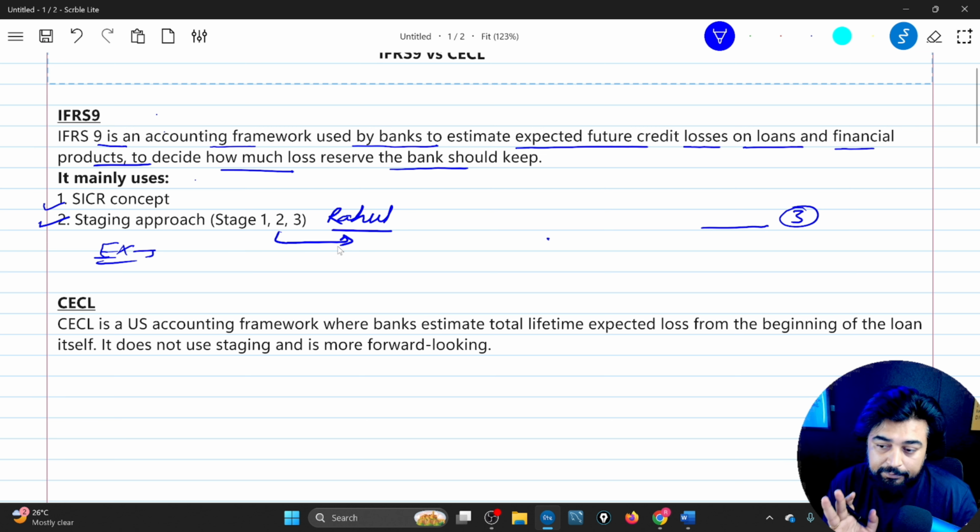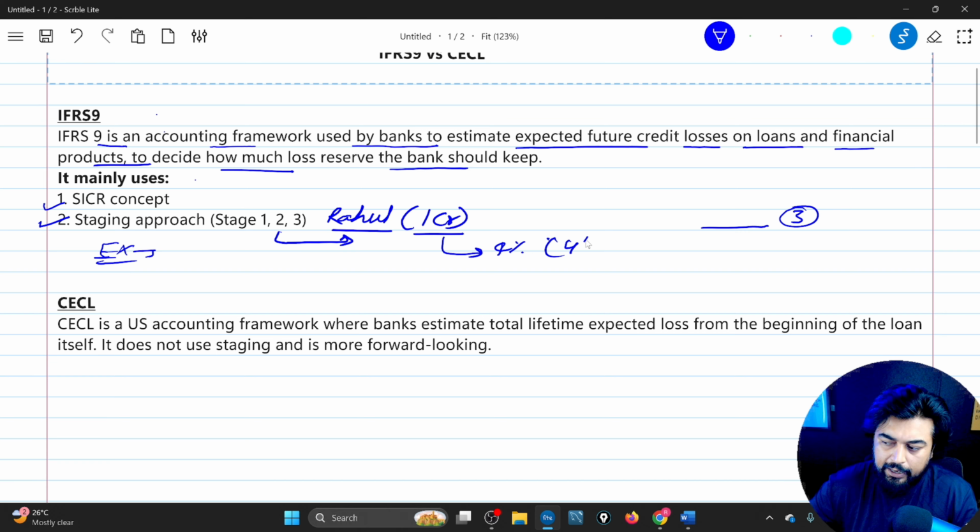So the bank treats him as a normal customer and keeps a small reserve for him. Okay. They don't consider that they should keep the whole amount. So let's say the loan amount was 1 CR. The bank will consider that he's able to pay the EMI. They will be keeping some small percentage as a buffer, let's say 4%. So they'll keep like 4 lakh as a buffer.